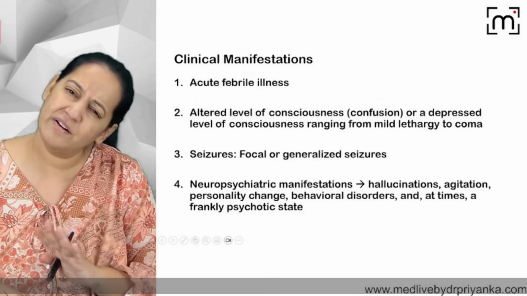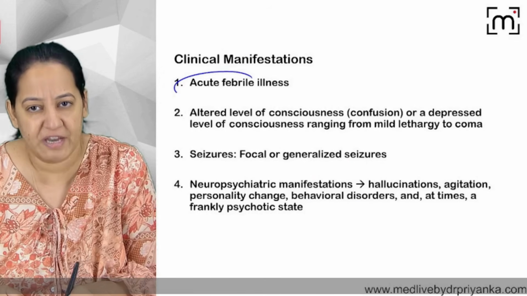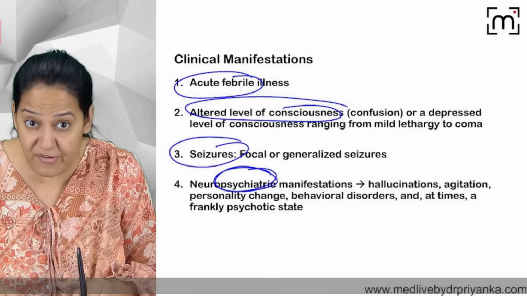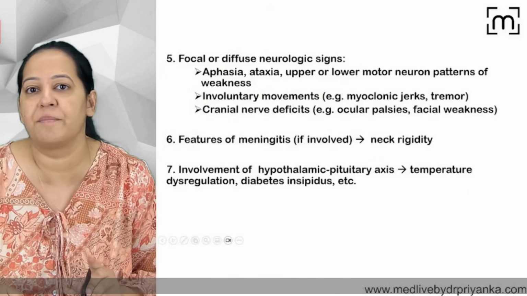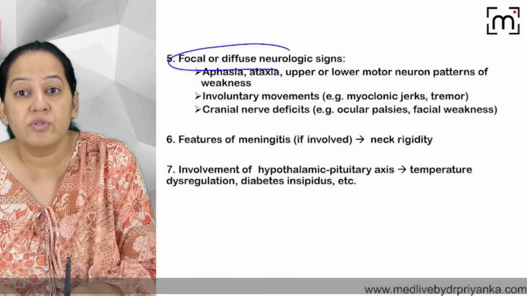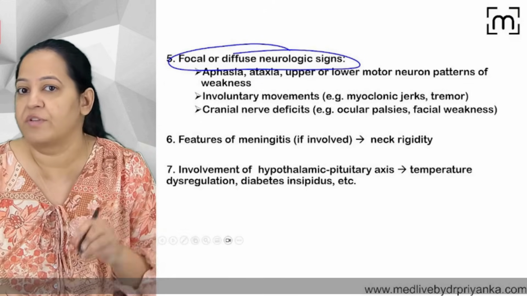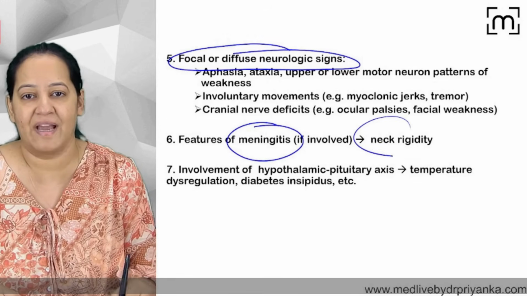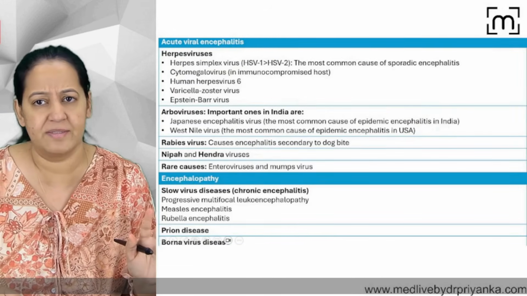Encephalopathy. The clinical features are the same as that of meningitis. Patients have fever, altered level of consciousness, seizure. Here psychiatric symptoms are additional, which were not there in meningitis. Focal or diffuse neurological signs are additional, which were not there in meningitis. The features of meningitis are also there: meningismus, neck rigidity. All these features are the same.